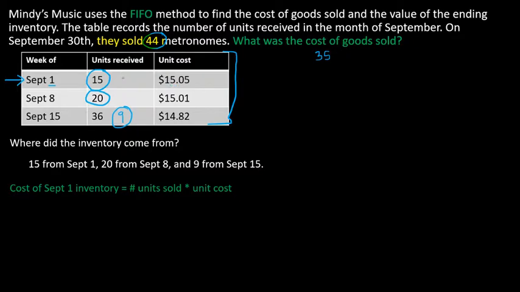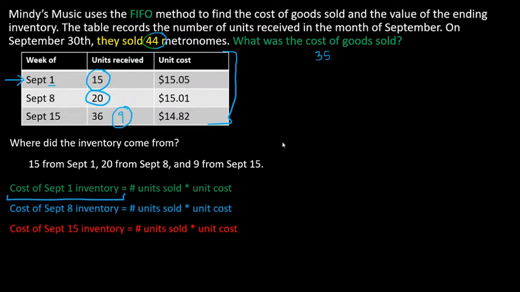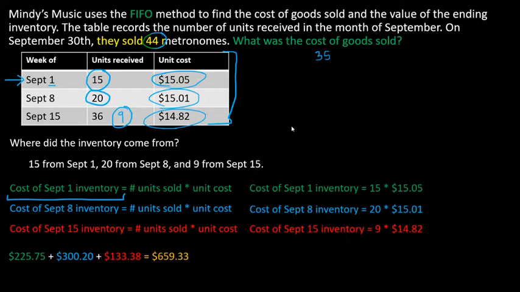each cost $15.05, and we'll figure out the total cost for those units. So that's the cost of the September 1st inventory. We'll do the same thing for September 8th and September 15th. Remember, that's just a matter of taking the number of units sold, which I've circled in blue, and then multiplying by the corresponding unit cost. So we would do 15 times 15.05 for September 1st, 20 units times 16.01 for September 8th, and 9 units times 14.82 for September 15th.